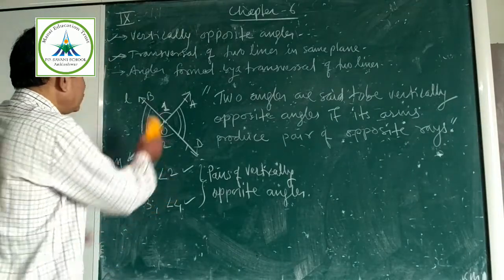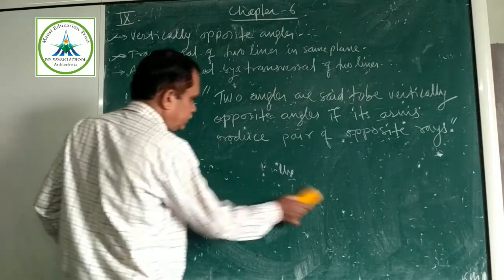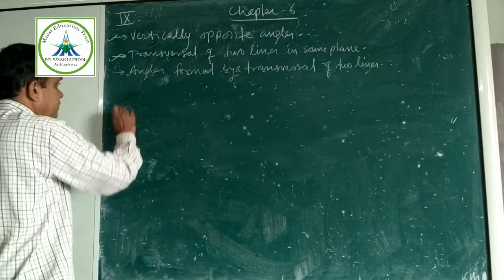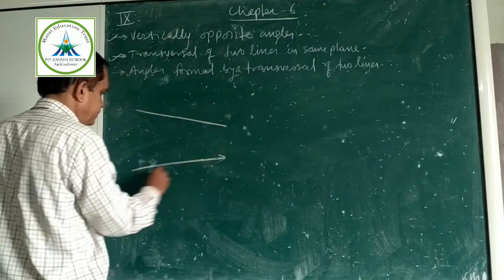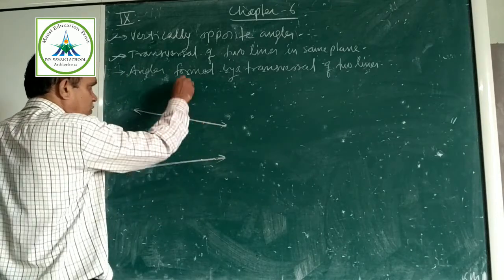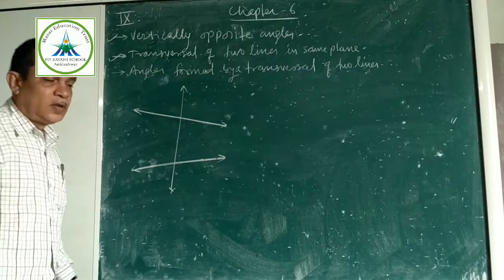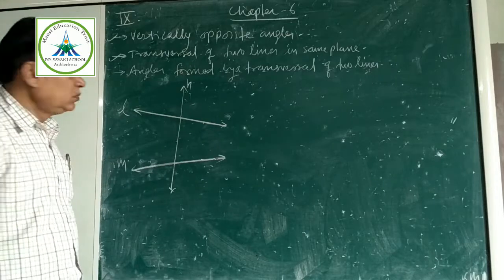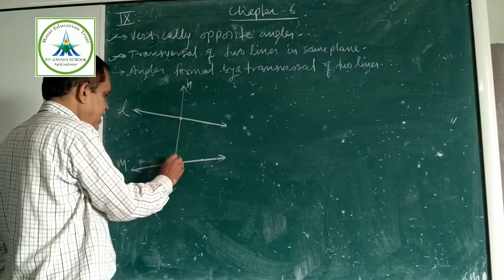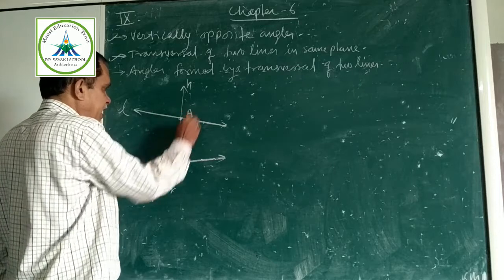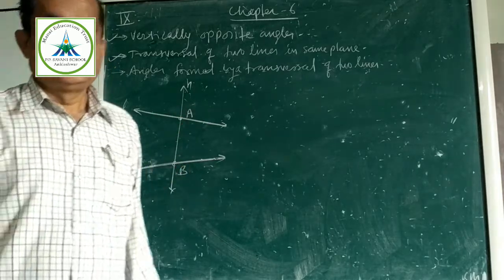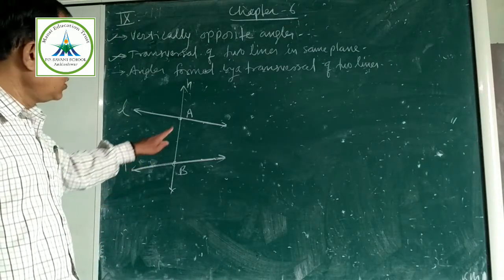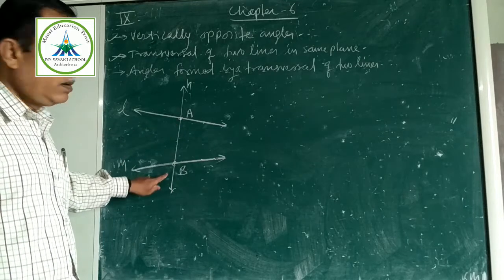Right? Now we'll talk about transversal. I'm drawing the diagram. Line L, line M, line N. This line N intersects line L and M in two distinct points, A and B. Yes or no? See, line N intersects two distinct lines at points A and B.